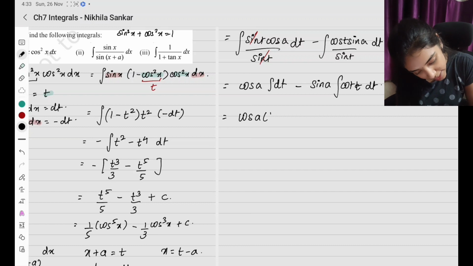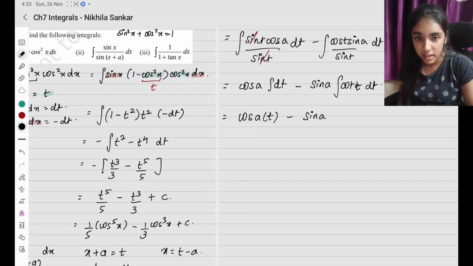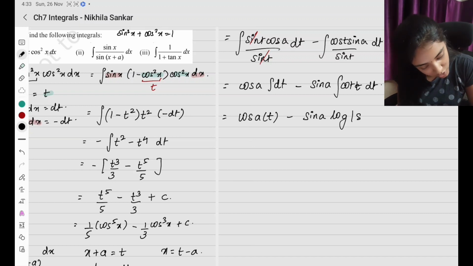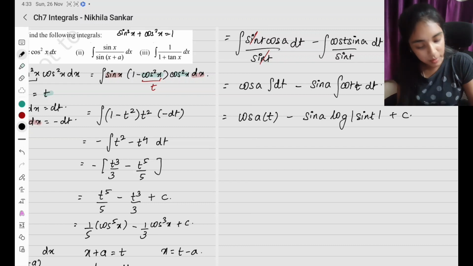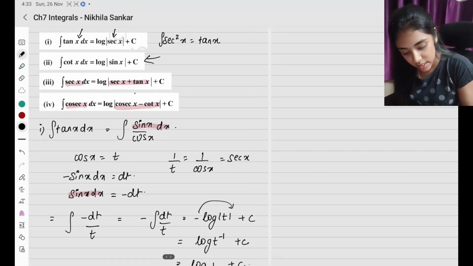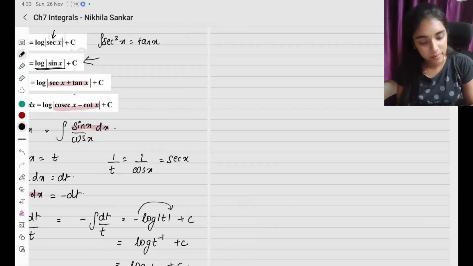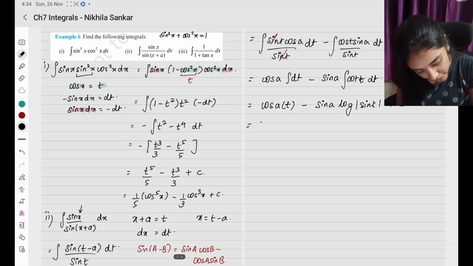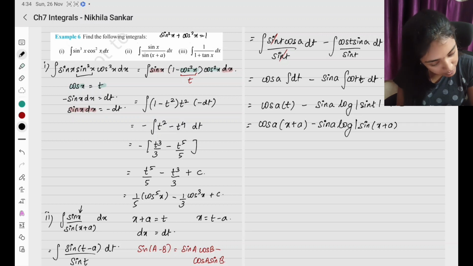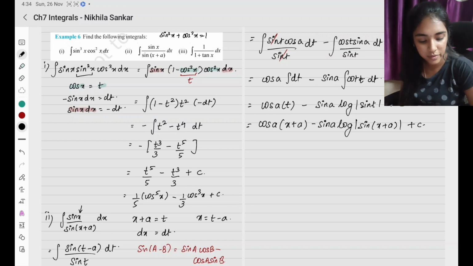So, this is going to be cos a times t minus sin a times cot t ஓட integration என்ன? We just saw the previous இது. So, it is going to be log mod sin t. இந்த இடத்துல t இருக்கு. Log mod sin t plus c. கரெக்டா? இந்த இடத்துல என்ன பார்த்தோம்? cosக்கு it is going to be cotக்கு it is going to be log mod sin. Okay? இப்போ tக்கு resubstitute பண்ணலாமா? So, I'll have cos a times t is going to be x plus a minus sin a log mod sin of x plus a plus c. So this is going to be my final answer.